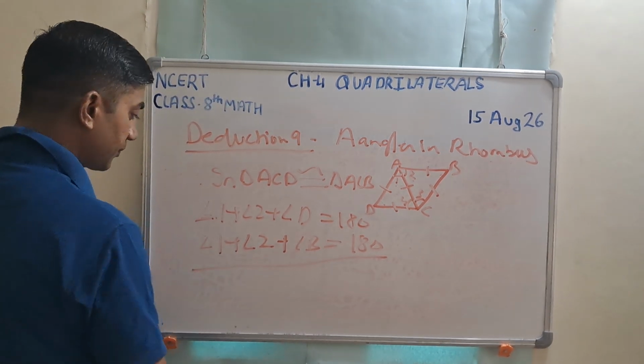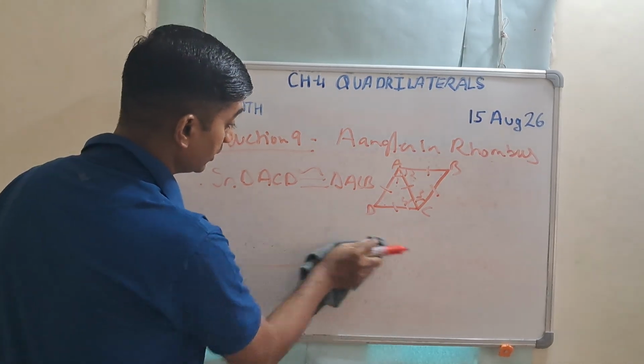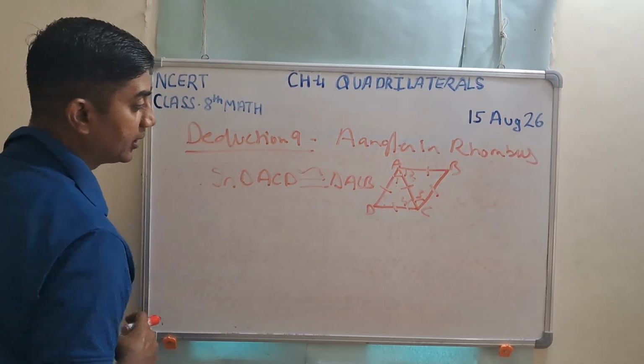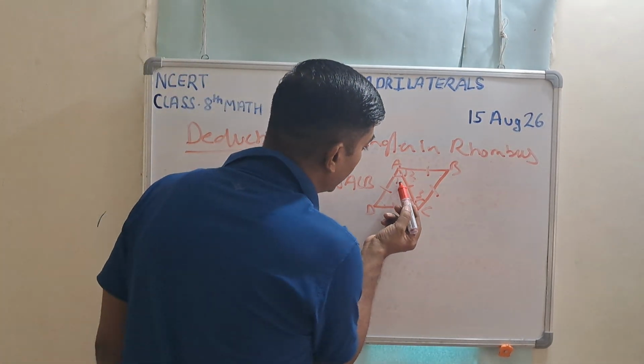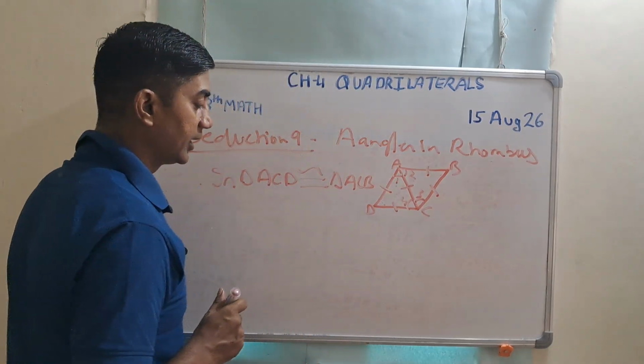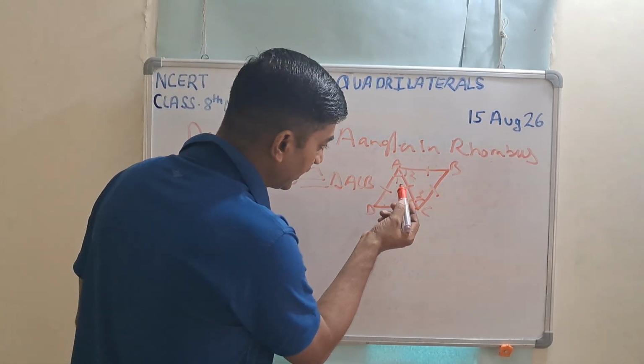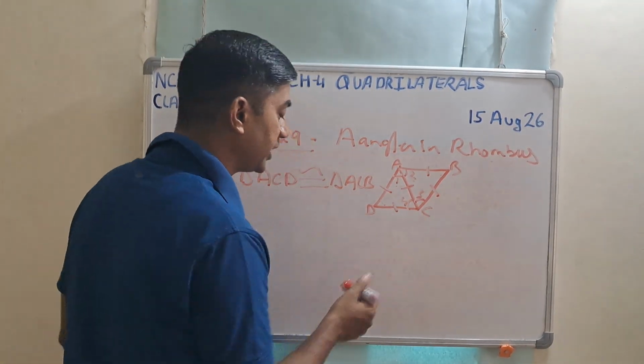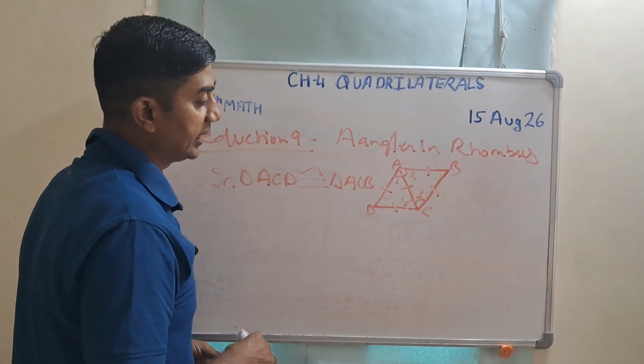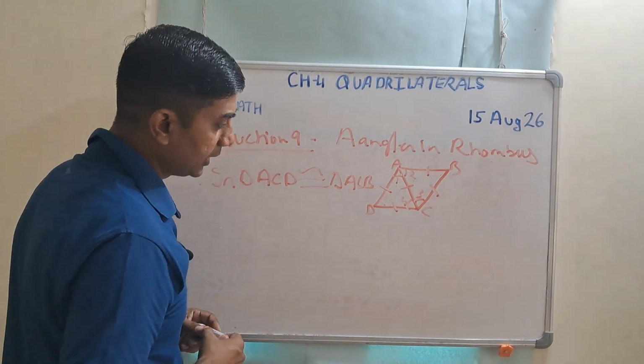No, this is not working. Actually, I am just trying to prove that angle 1 is equal to angle 2. Understood? There are n number of ways to prove that angle 1 is equal to angle 2.